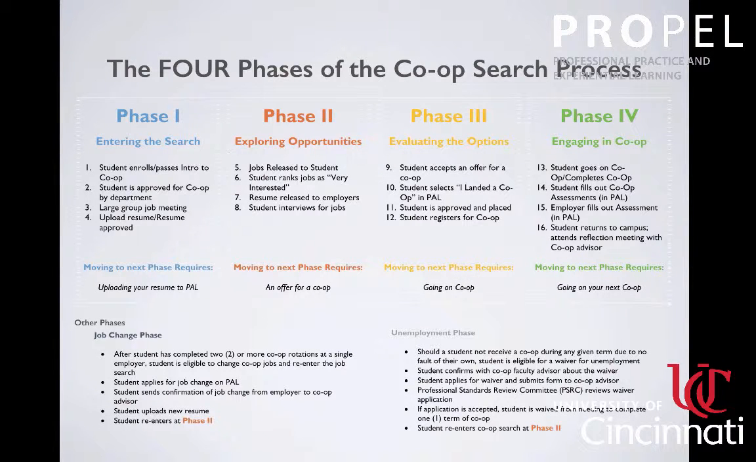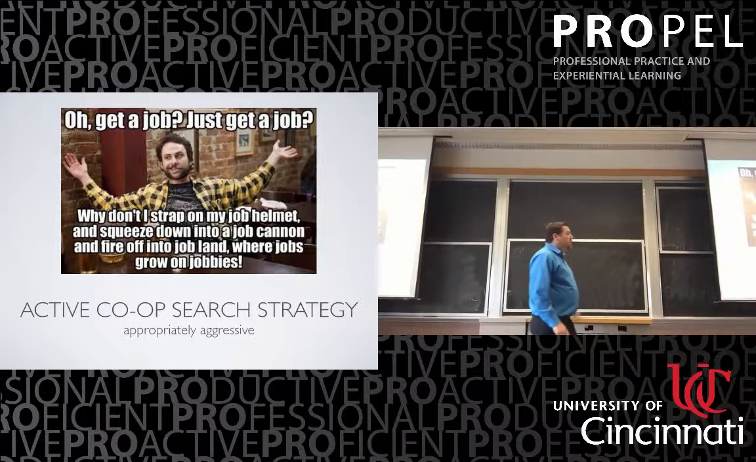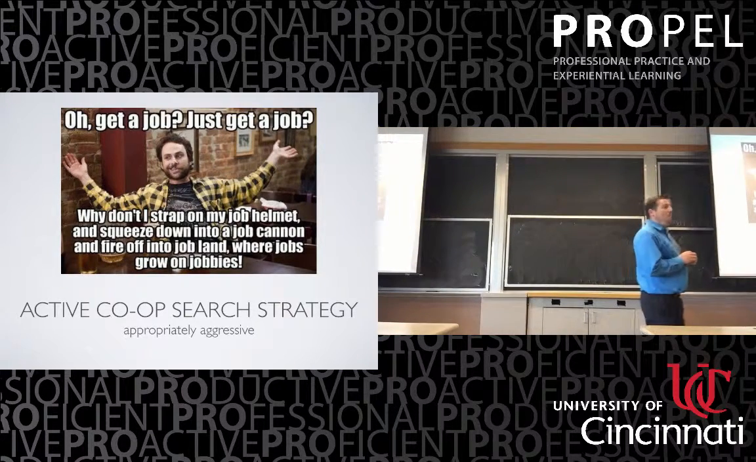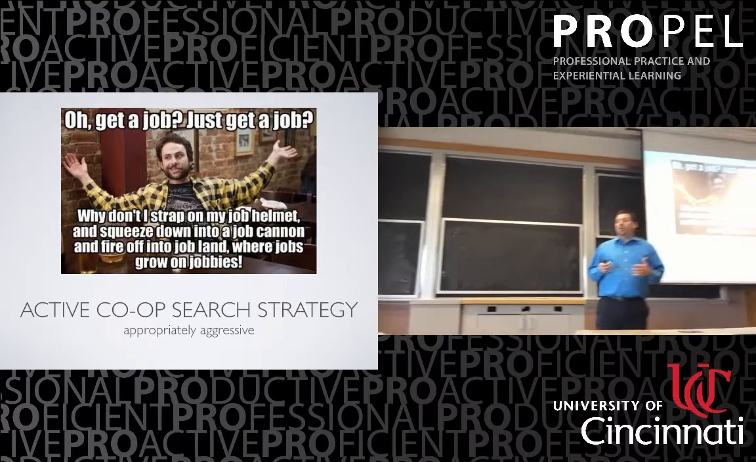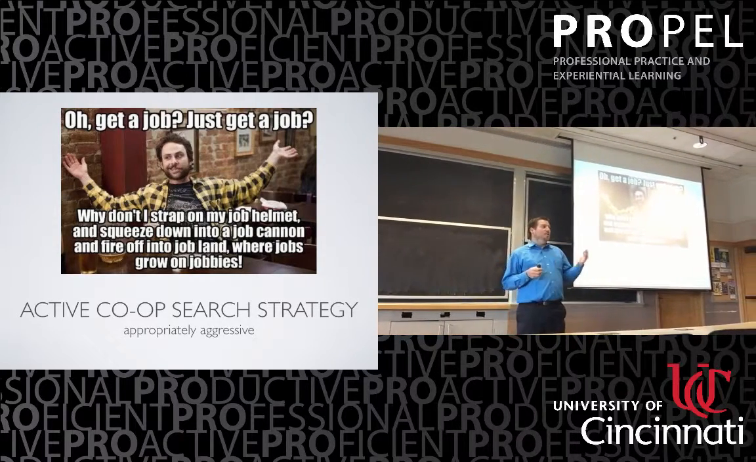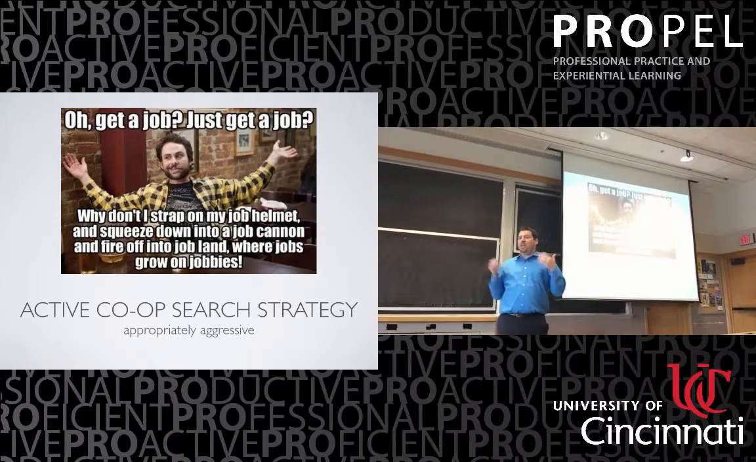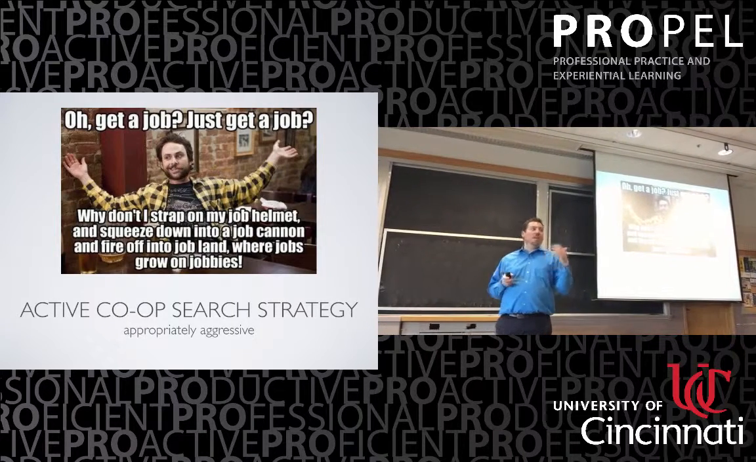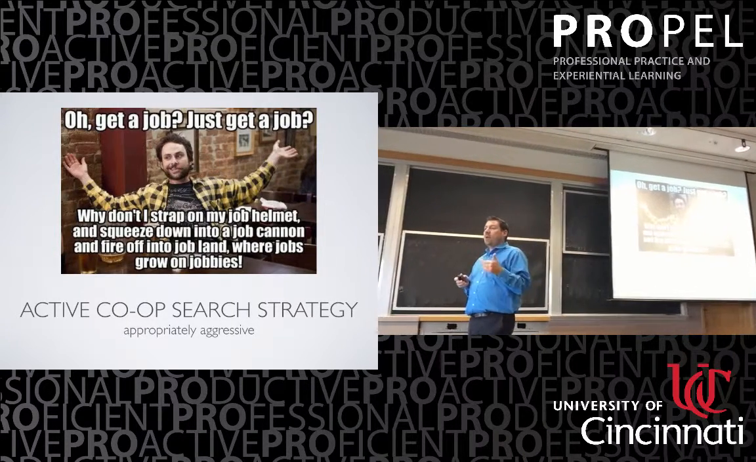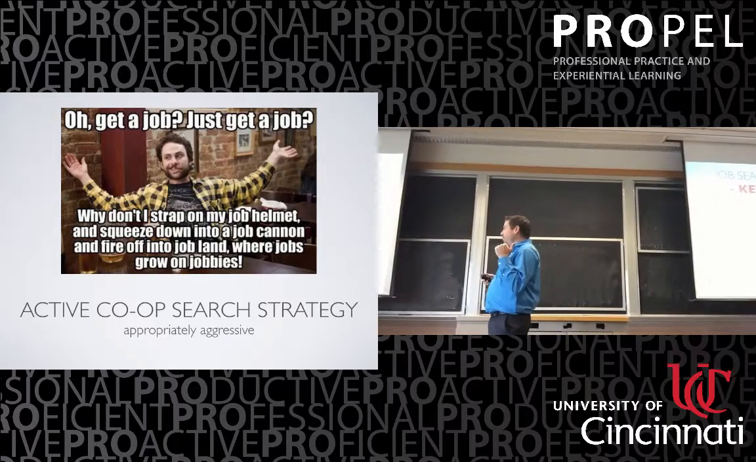So these are the 4 phases of the co-op search process. Like I said, it's 16 steps, but when you really think about it, it's actually a really easy process. And that's really it. And there you go. So I need you to, at this point, adopt an appropriately aggressive job search strategy. For those of you who've done this before, you kind of understand what that means. But I'm going to go through a few tips and tricks that I recommend that you focus on as you go through your job search.